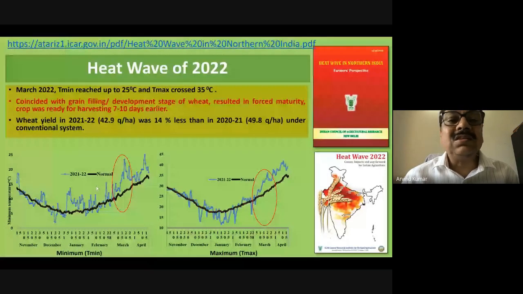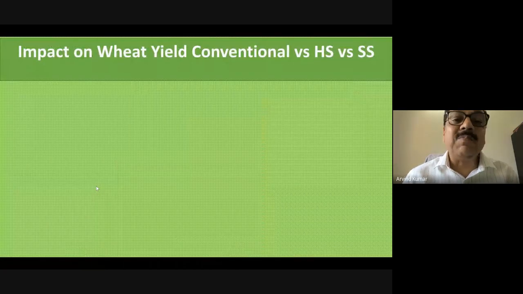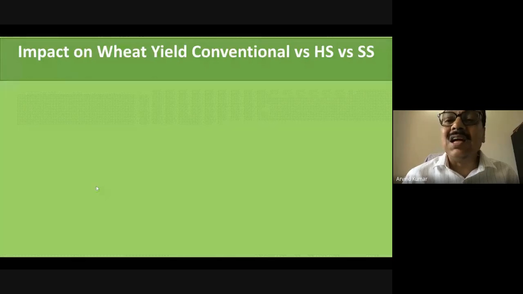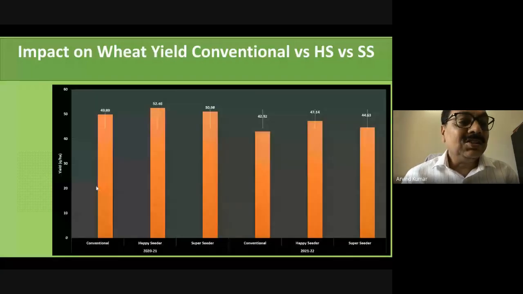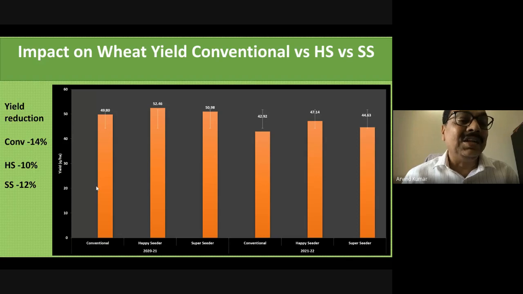So you can see this graph. There is a study conducted by this institute, and you can download it from the website. What are the major results? What was the impact on yield of the conventional method, happy seeder and super seeder because of the rise in temperature? You see there was a reduction in yield: in the conventional method, 14% reduction was noticed; in the happy seeder, 10%; and in the super seeder, 12%.